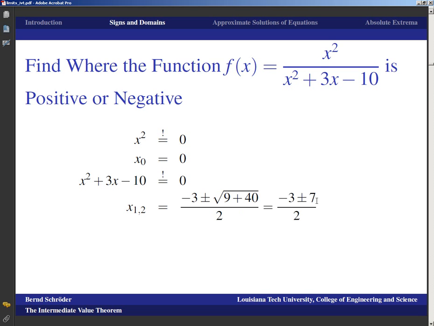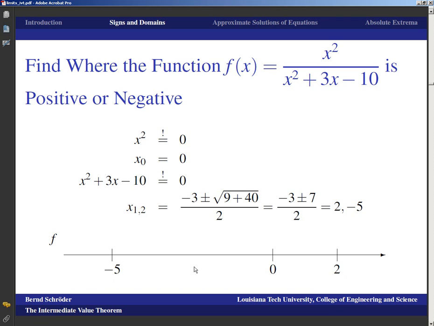And then negative 3 plus 7 is 4 over 2 is 2. Negative 3 minus 7 is negative 10 over 2 is negative 5. So 2 and negative 5. And what do we do then? Well, basically, we have to look at the real line, and we can mark the 3 places where the function changes sign, which are negative 5, 0, and 2.